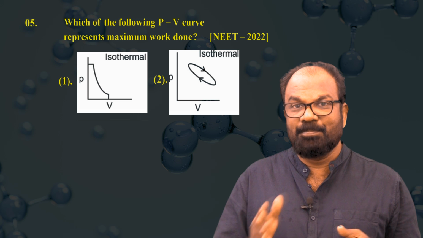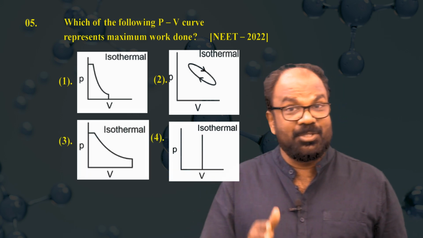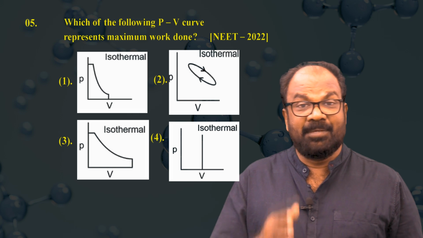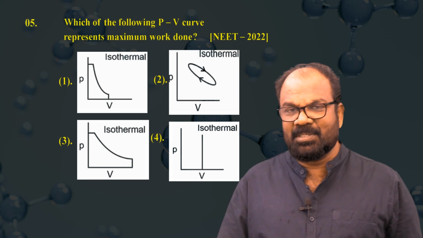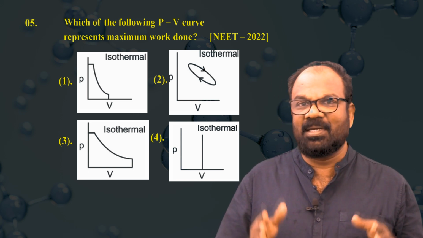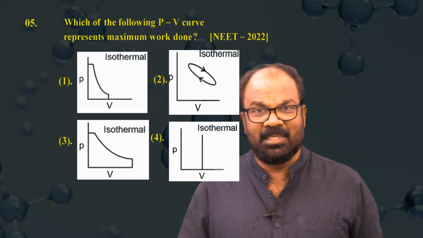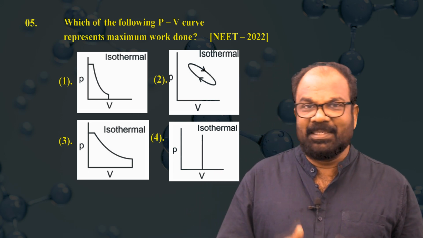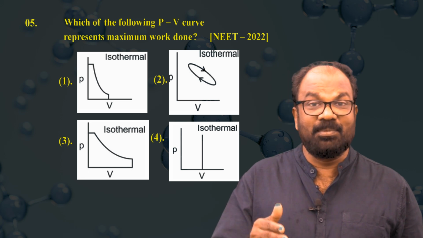Now question number 5. Which of the following PV curves, that is pressure volume curves, represents maximum work done? Here 4 different pressure volume curves plotted under isothermal condition are given as 4 different options. You can see these options on the screen. We need to identify the curve which represents maximum work done.